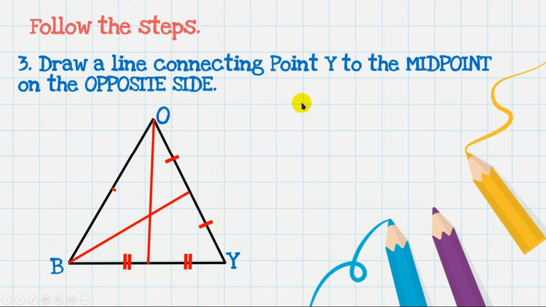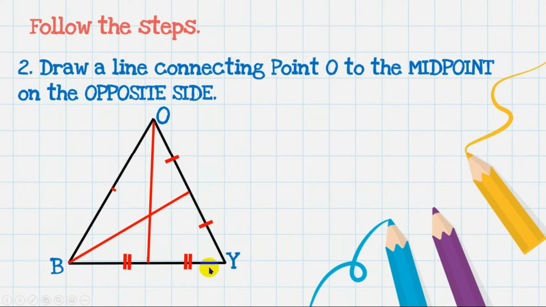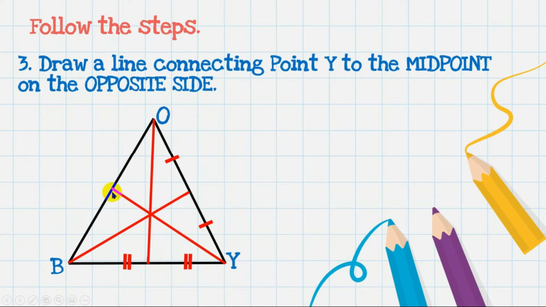Then, for the third median, draw a line connecting point Y. Again, yung point Y natin ay vertex ng triangle papunta dun sa midpoint na dinro natin kanina. And this line segment, again, is another median of this triangle. And these segments of side BO, again, ay nahati siya.